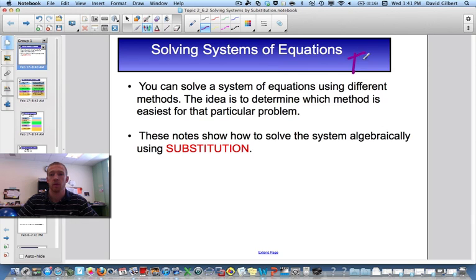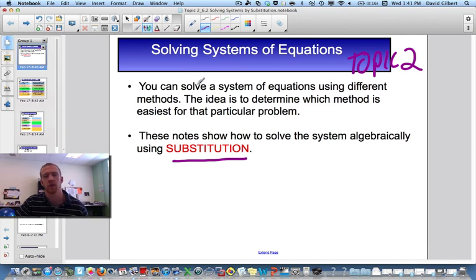Right, so here's topic 2 of our chapter 6 unit, solving systems of equations. This is solving by a method called substitution. Alright, so graphing is actually kind of the worst method. It's very visual, easy to see, but if the numbers don't come out to nice whole numbers, then it's very difficult to get the exact answer.